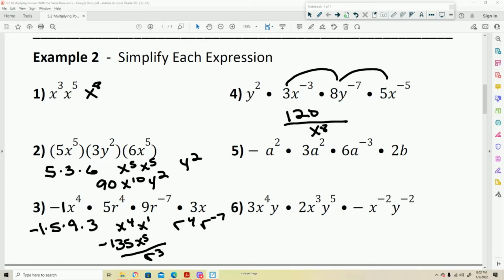So it's x8 on the bottom. Okay, add the exponents on the y's. We get 2 and negative 7, which is negative 5. That means put it on the bottom, y5. So the only thing I have on top is a 120. It's a little off center, but that's the way it is.